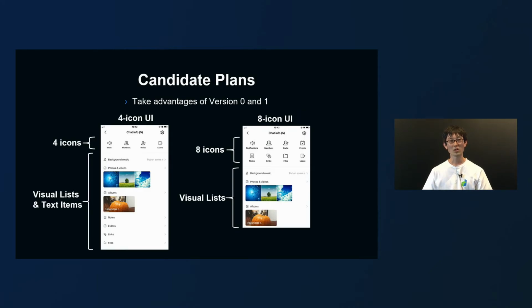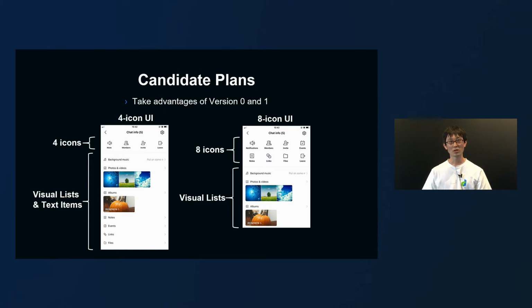After a series of discussions, we combined advantages from version 0 and 1 and selected two final candidates for the new UI. The first one was the 4-icon UI. We lined up 4 icons to manage group members in the chat room, and also listed contents such as albums and photos with some previews.